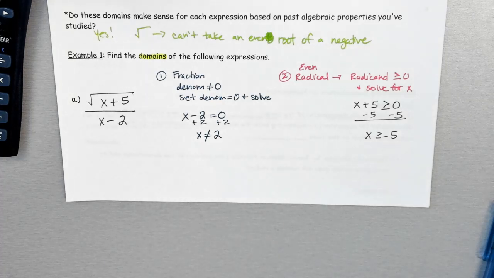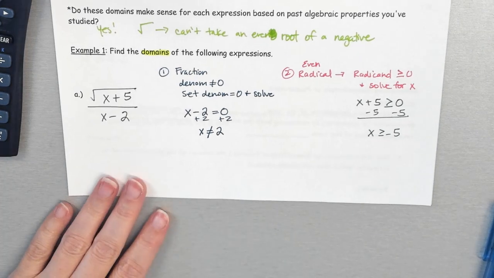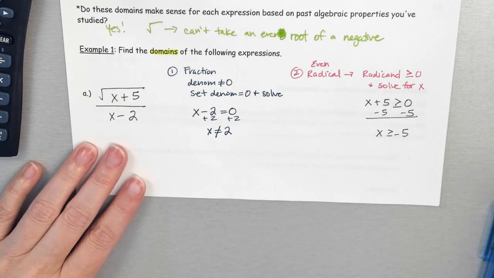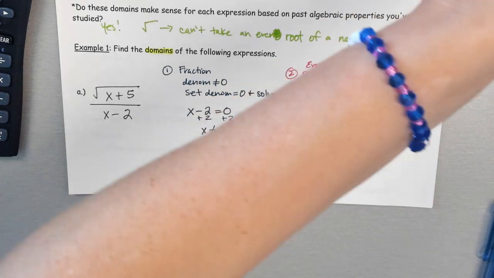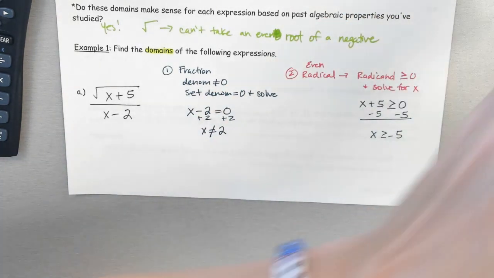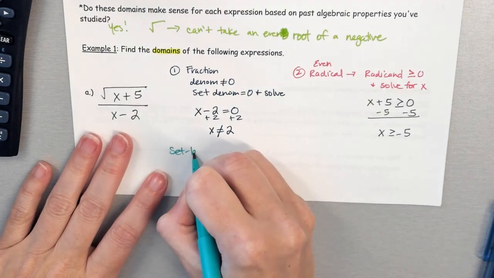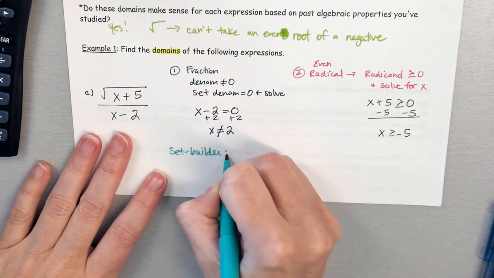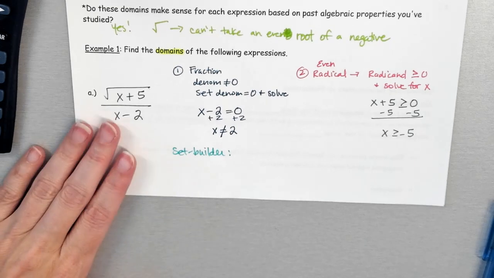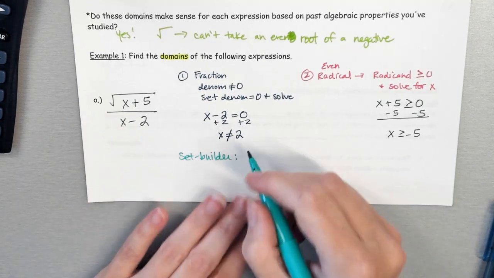And then we're going to put those together in 2 different ones. Okay, so in set builder notation, you are just going to list these out. You're going to have to be able to do both, the domain in set builder and in interval.